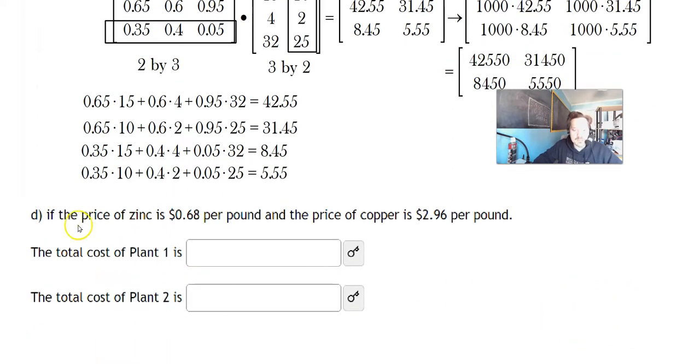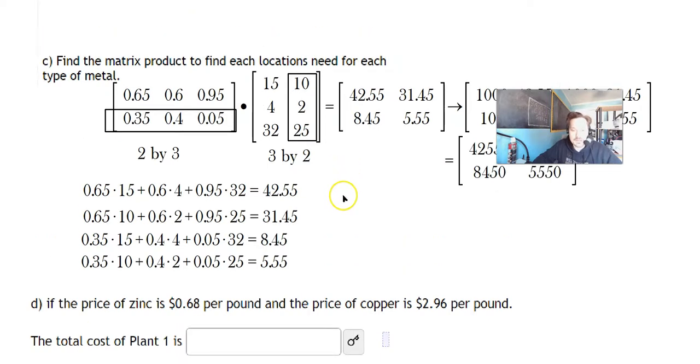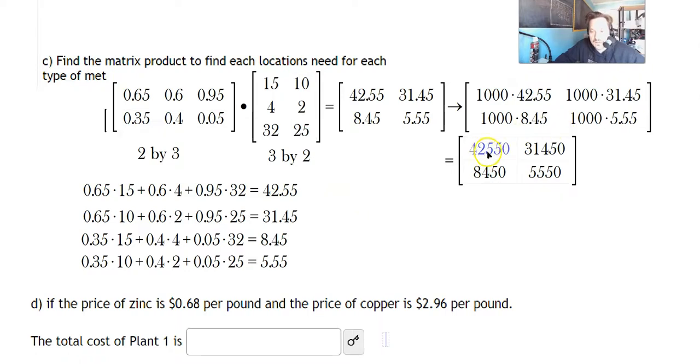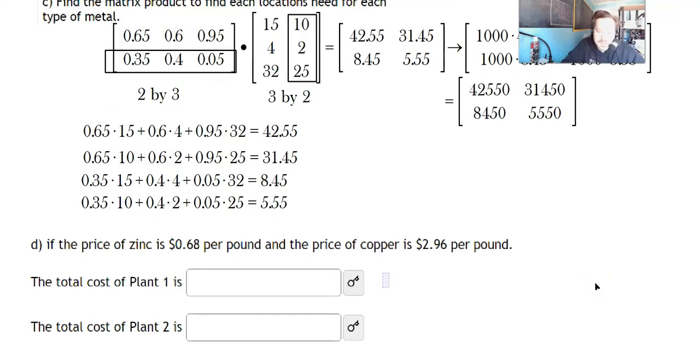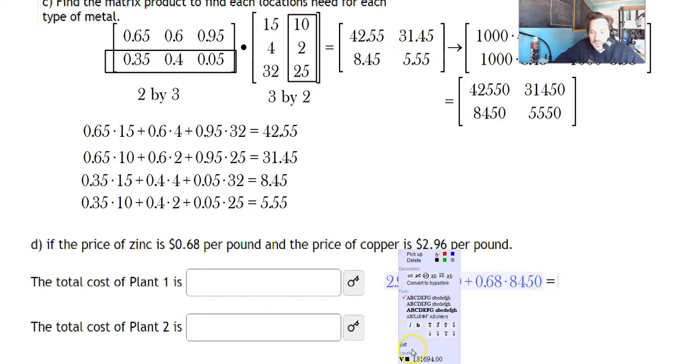All right, now we have the demands. Now look, it says if the price of zinc is 68 cents per pound and the price of copper is $2.96 per pound, the total cost of plant 1 is something. Go back over here to where we found the product matrix for the demands. So these values are the demands. 42,550 is the number of pounds of copper, and 8,450 is the number of pounds of zinc. So you're going to take the price of copper, 2.96, and multiply by 42,550. So it's 2.96 per pound times the number of pounds, and then plus 0.68 multiplied by 8,450. Then you punch this into your calculator, and you get a big number here.